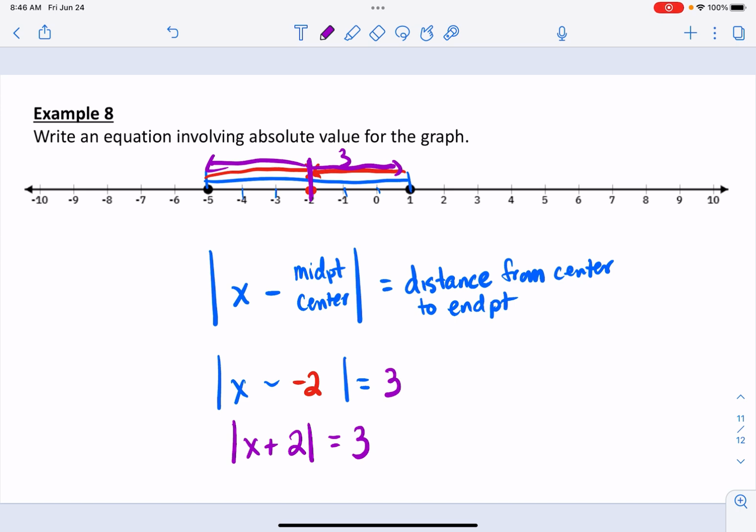Another way we can find the center is take -5 plus 1 divided by 2. So -5 plus 1 is -4, divided by 2. That gets me -2. And then just figure out the distance from -2 to 1. Well, that's 3 units. Okay, so that is my video on solving absolute value equations.